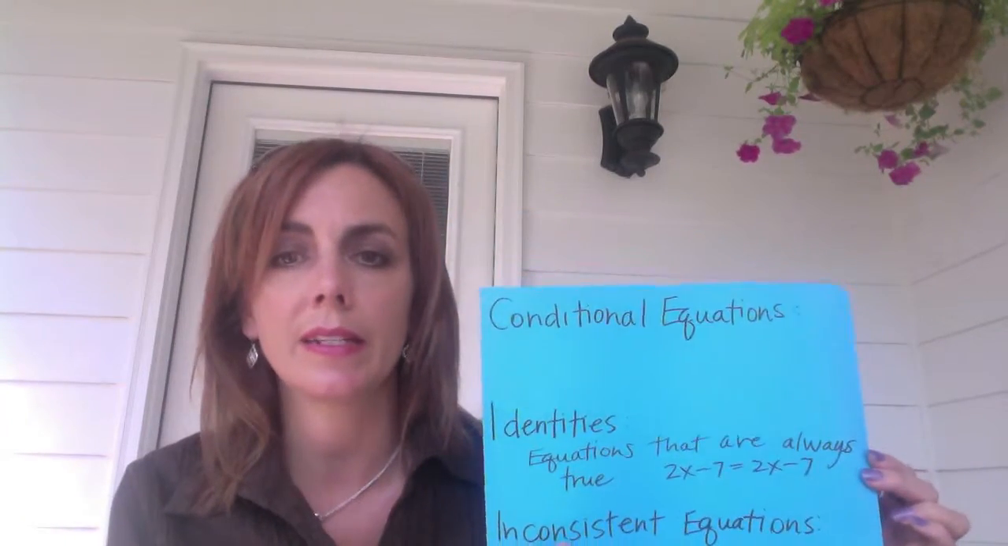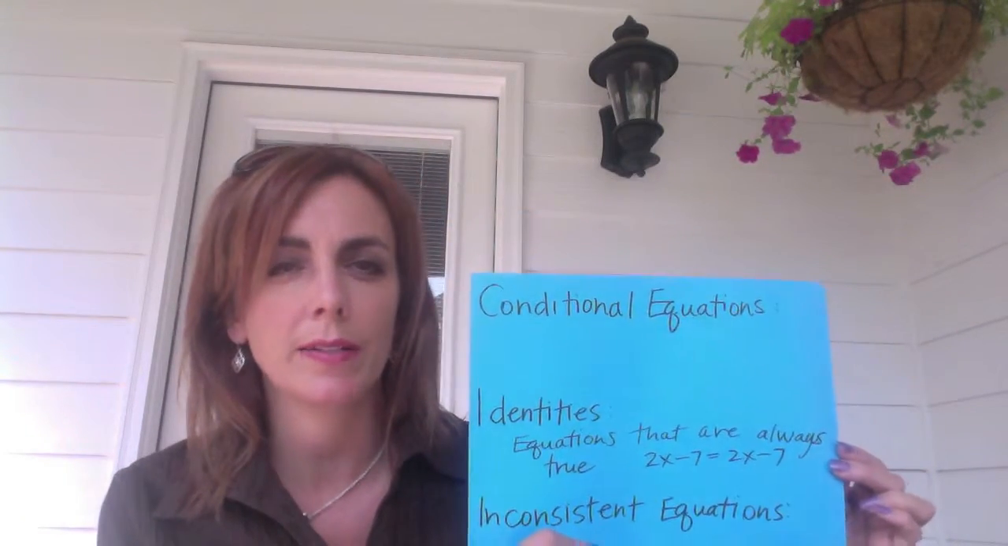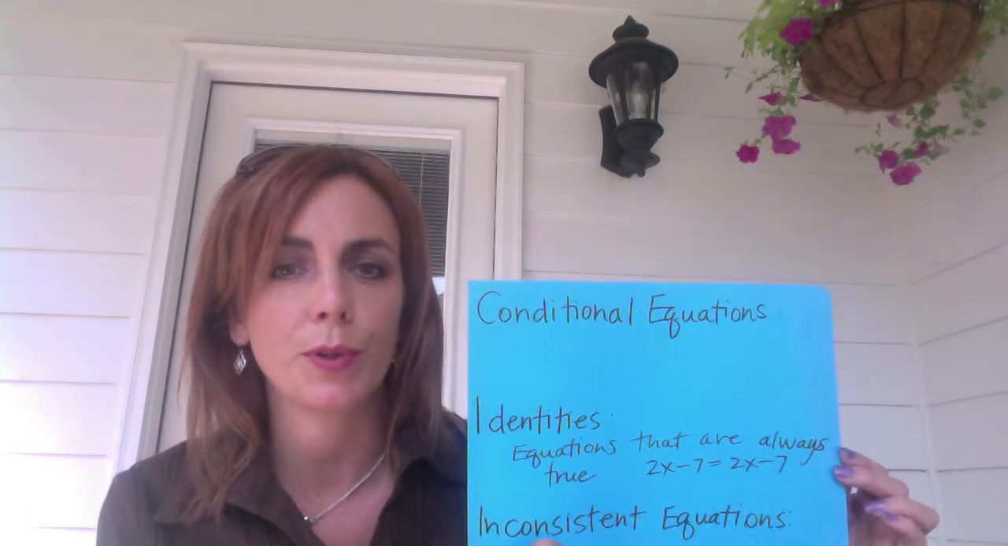So let's write that down. Equations that are always true. And these equations often, if they're simplified, look exactly the same on one side as the other. For example, 2x minus 7 equals 2x minus 7. An identity. It does not matter what I put in for x, that equation will be true.